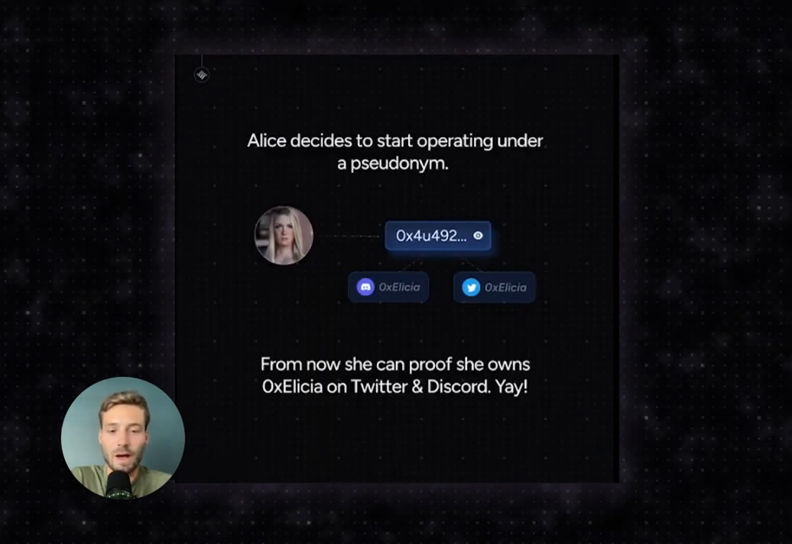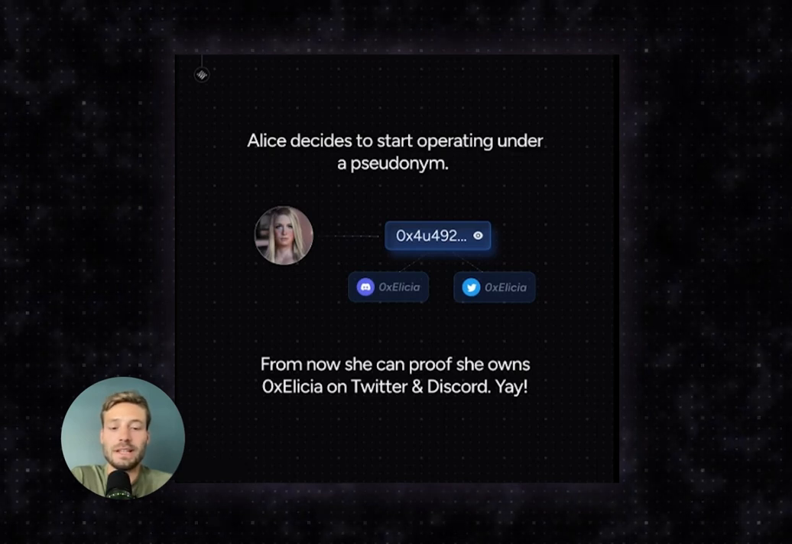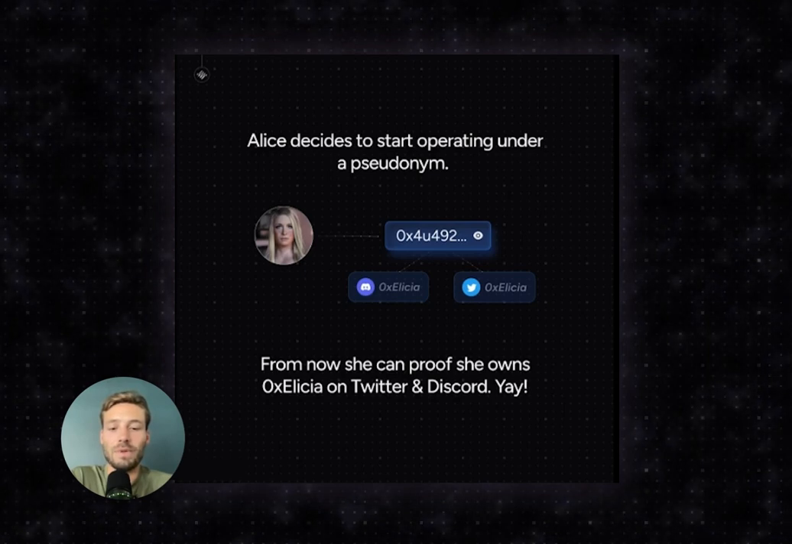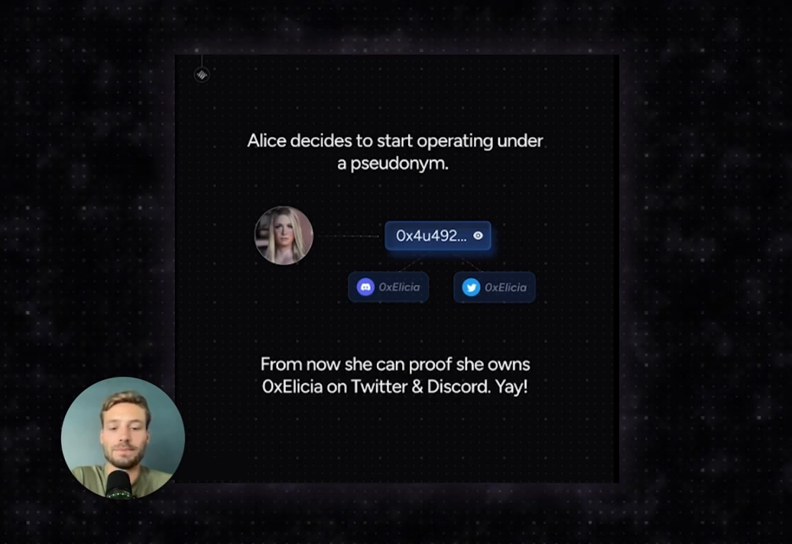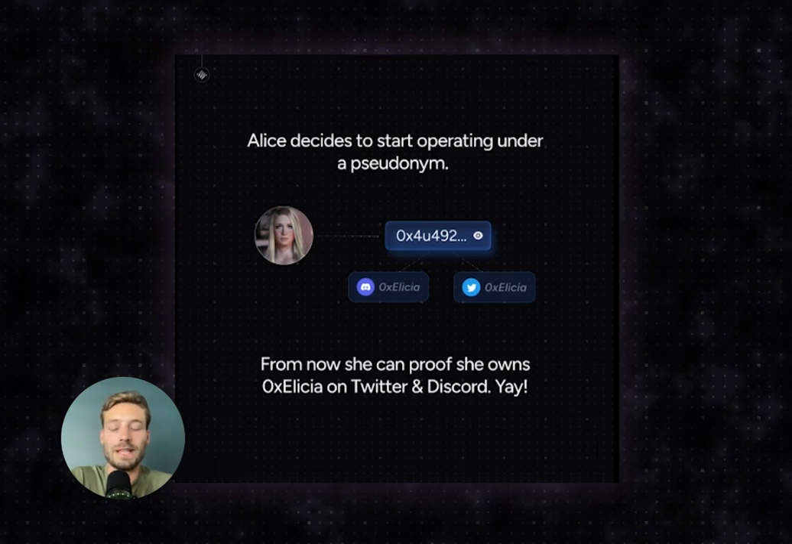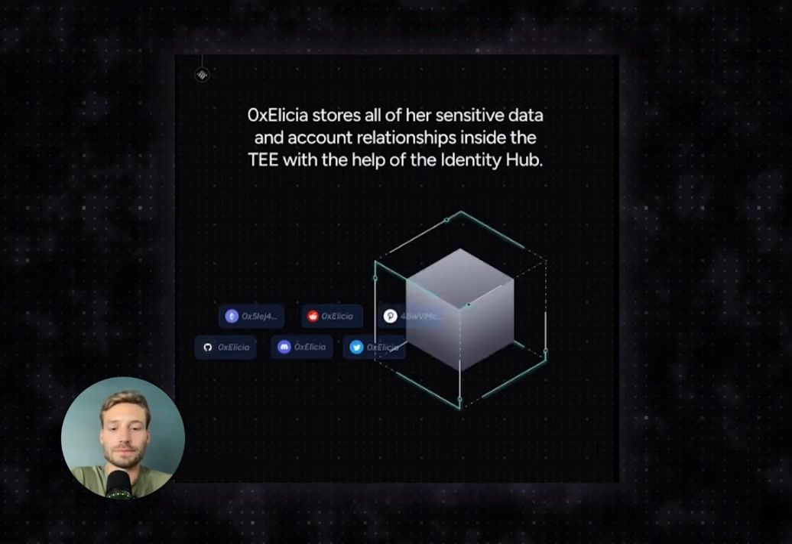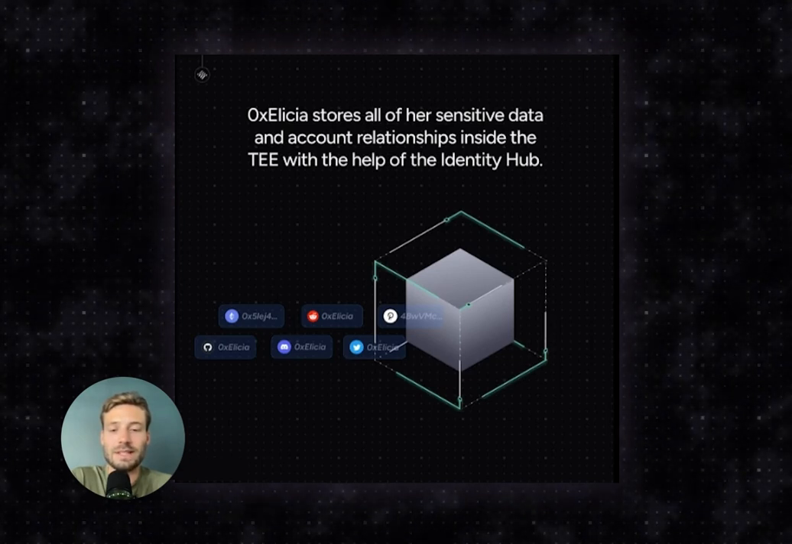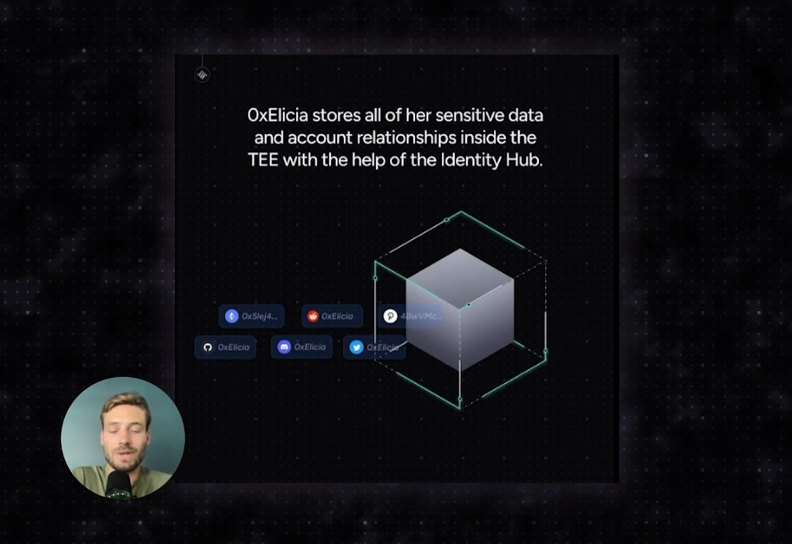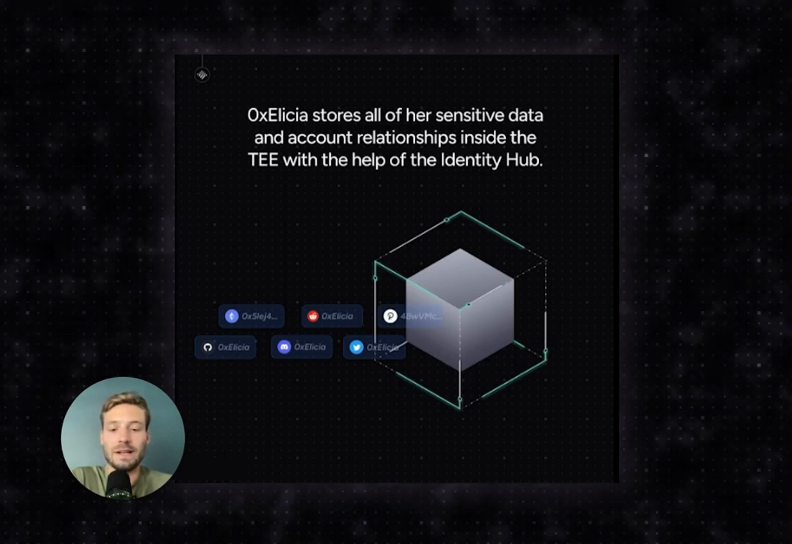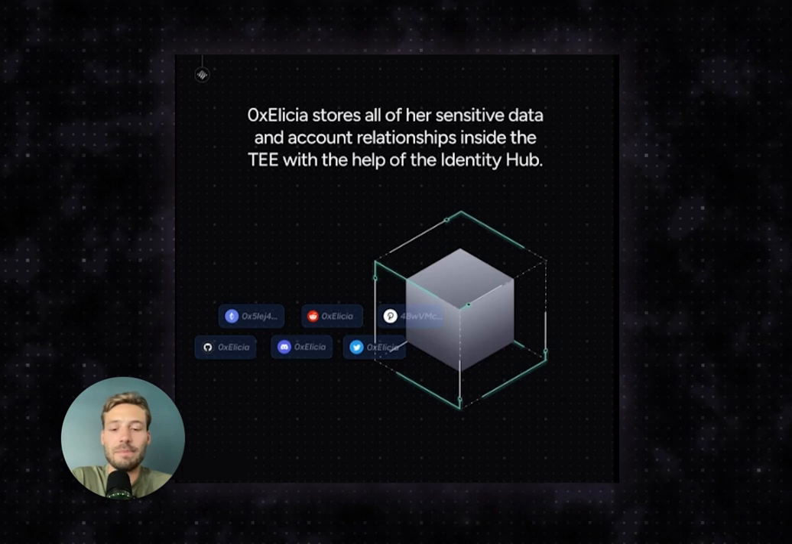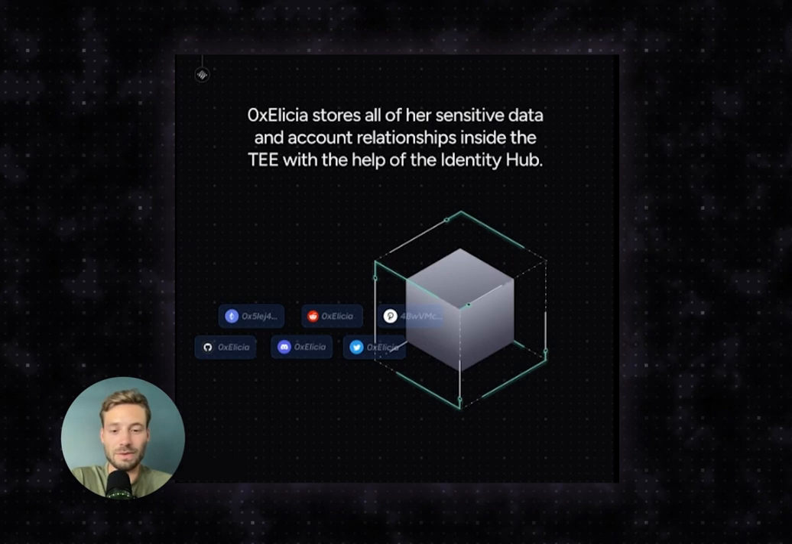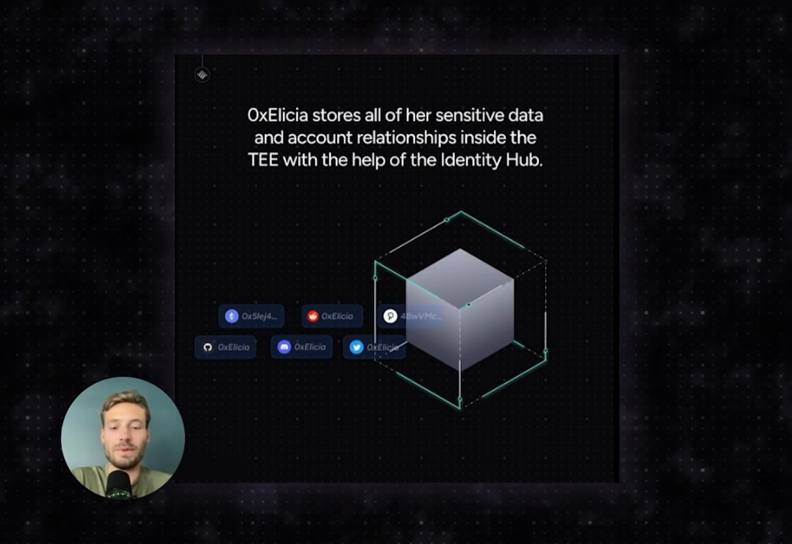Alice has decided to start operating under a pseudonym. She adopted a main identifier and uses 0xAlicia on both Twitter and Discord as her pseudonym. From now on, she proves that she owns those accounts. She stores all of her sensitive data and account relationships inside the trusted execution environment that is protected with a shielding key with the help of the Identity Hub. Only Alice is able to access her personal data vault and is able to ask the TEE to issue some credentials for her.